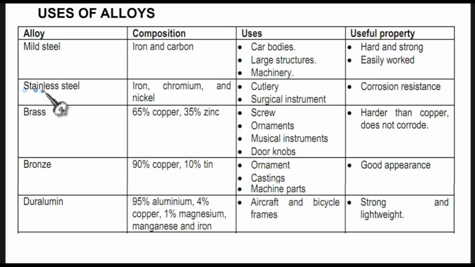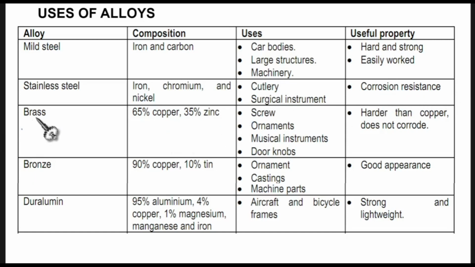All right, then another alloy is stainless steel, which is made of iron, chromium, and nickel. Its use is in cutlery, in short for making knives, and also in surgical instruments, for making those surgical instruments which we know. When we talk of cutlery here, we mean knives, spoons, forks, and the other things. Then why it is used here is that it is corrosion resistant, so it does not undergo corrosion or rather rusting.